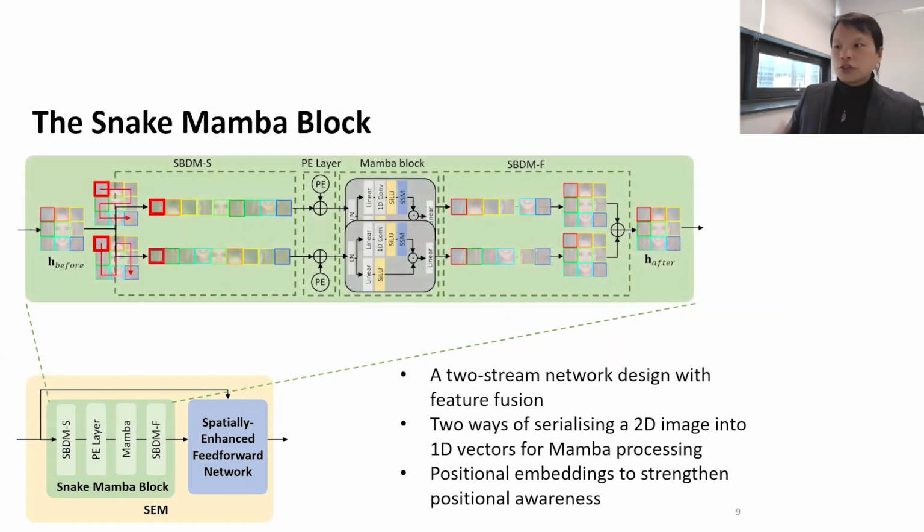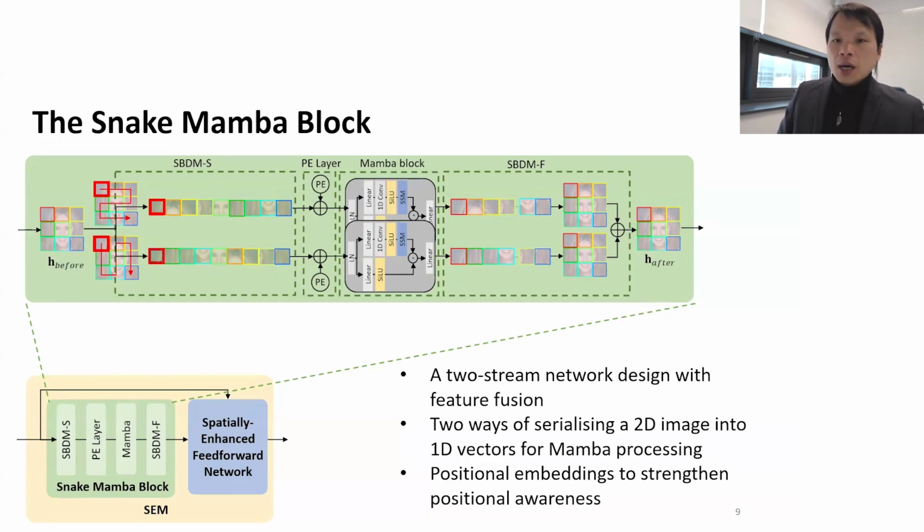Now, if we further zoom into the Snake Mamba Block, we'll be able to understand what it is made of. The Snake Mamba Block essentially is a two-stream network, and at the end of it, we have a feature fusion functionality to fuse the results of the two streams. Each of the streams consists of their own Mamba operations.